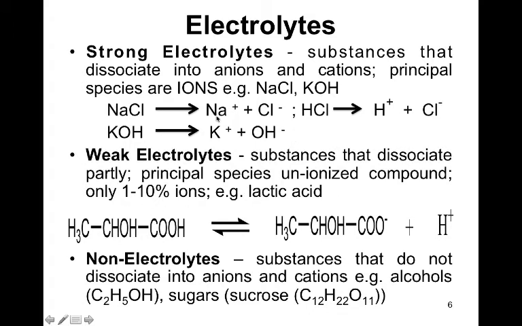On the other hand, when you have strong acids or strong bases or salts dissociating, you can never have them going back to being the original compound. Potassium and hydroxide are never going to come back together to form potassium hydroxide. The proton here and the chloride ion are never going to go back together to form hydrochloric acid. That is one big difference between strong and weak electrolytes.